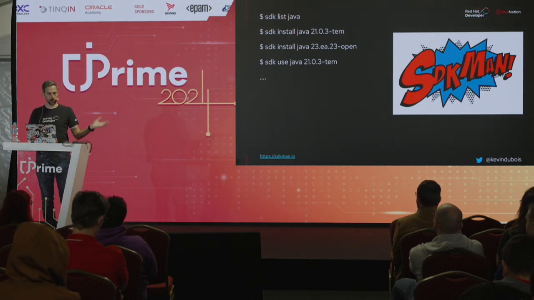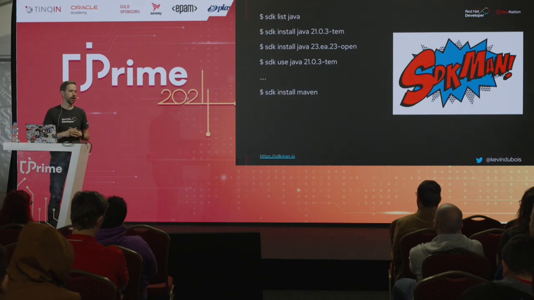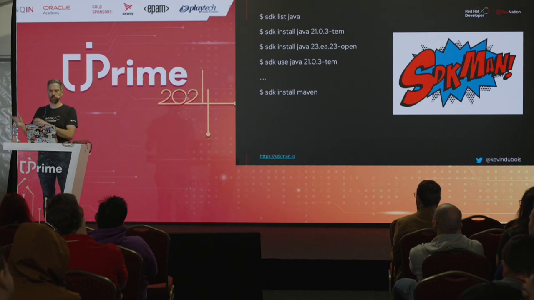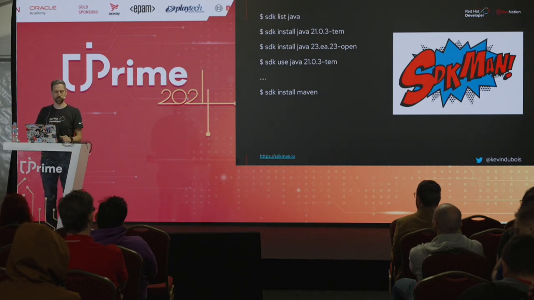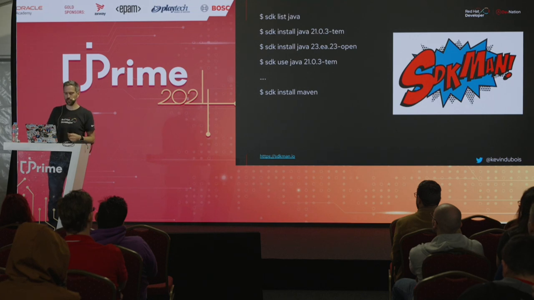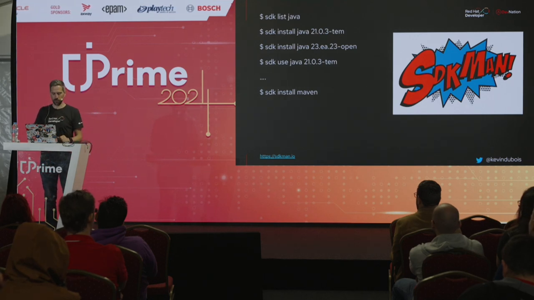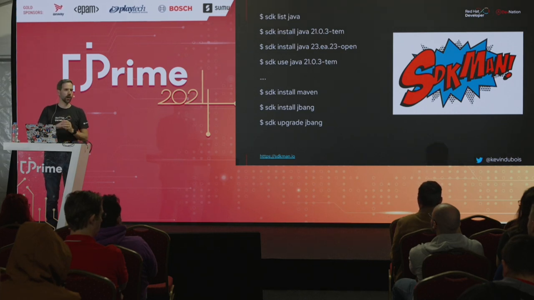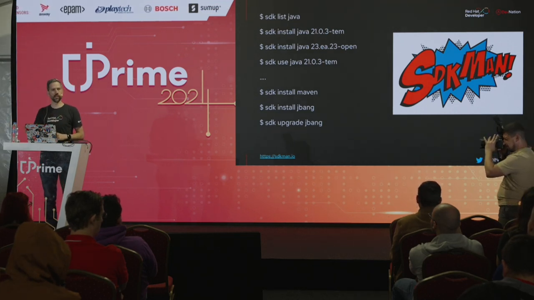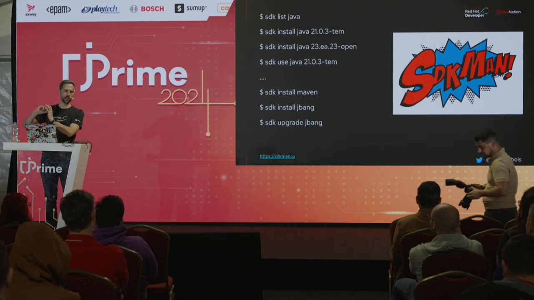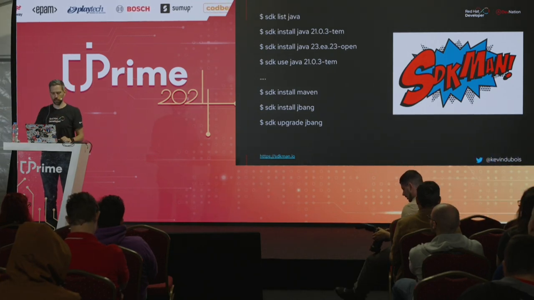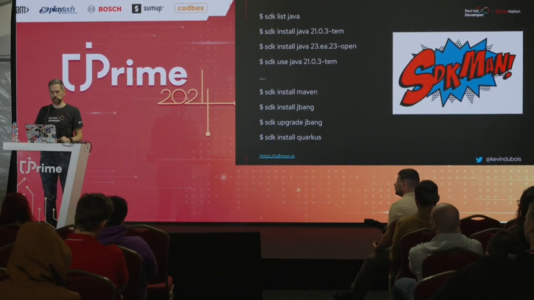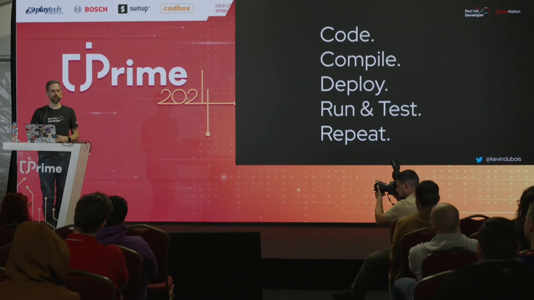So you can use this for Java, but you can actually also use this to install Maven, for example. Maybe you want to try out the new alpha version of Maven, or I think there's even a beta version. I don't know if it's in SDKMAN yet. You can install JBang with SDKMAN. You can also update and upgrade your tools very easily. You can just do SDK update, and it will update all the versions of the CLI tools that you installed with SDKMAN. You can also install the Quarkus CLI, for example. So SDKMAN is a pretty cool project.